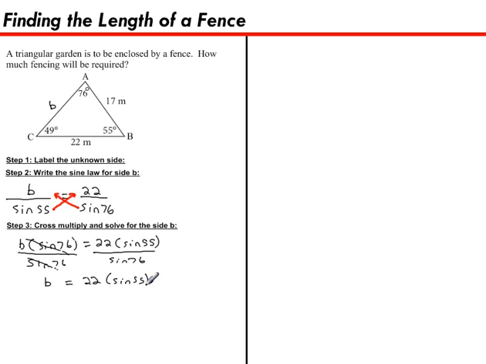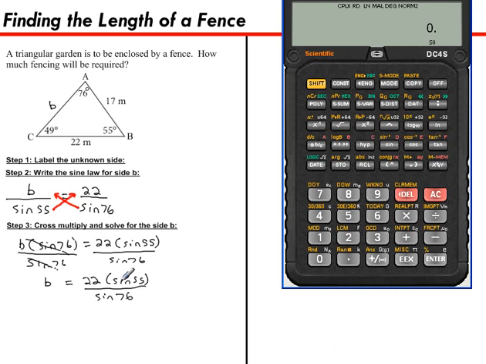Now everything remaining on the right-hand side of the equal sign, we can just enter into our calculator for the next step. So let's go ahead and bring in our calculator, and I'm just going to enter this fraction, 22 times the sine of 55. I'll hit enter to get my answer for the top and divide it by the sine of 76 and enter once more, and there's my answer. B is roughly 19 meters.